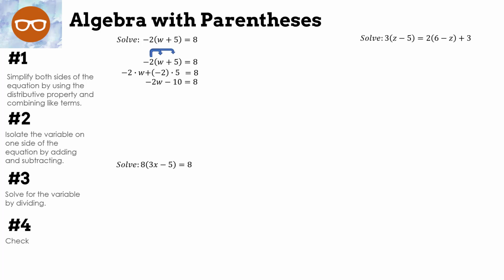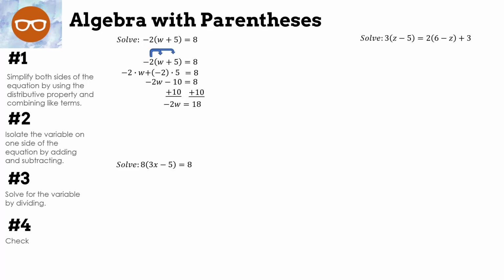Now we want to get -2w by itself. So we look at -10. What's the opposite of a -10 or subtracting 10? Yeah, it's adding 10. So I'm going to add 10 to both sides of the equal sign. Remember, we have to keep things balanced. That gives me -2w equals 18.